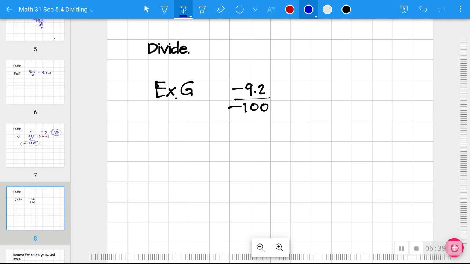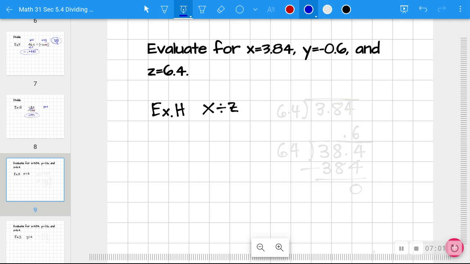Okay, here we have a negative over a negative, so I know my answer is going to be a positive. Dividing by 100, we'll move the decimal 2 spots to the left. So you got to go around a 9 and then a 0 that you have to introduce. And we know it's a positive answer.